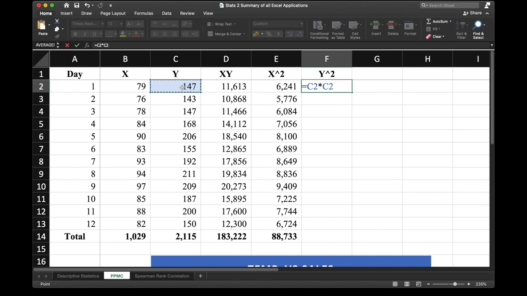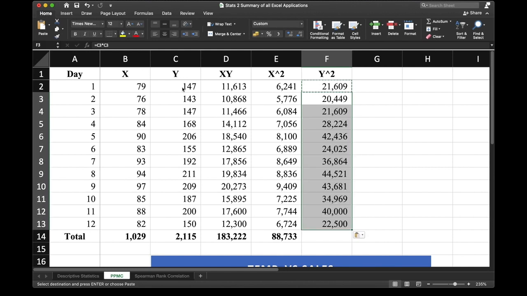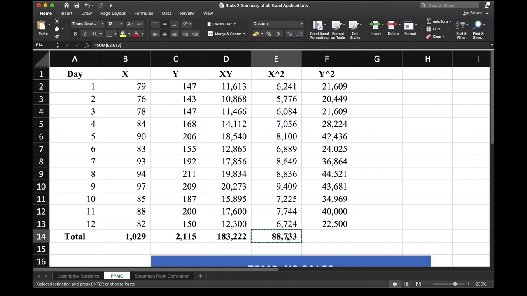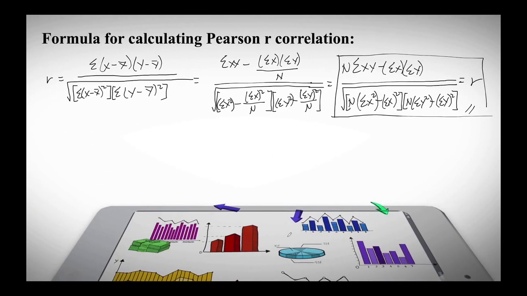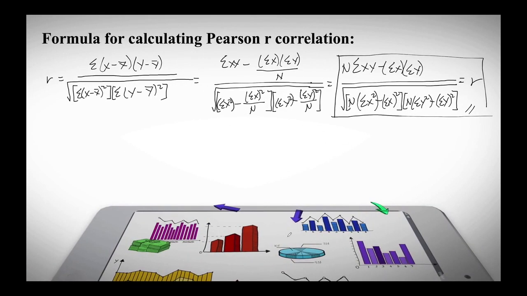Multiplied to itself lang. Then, copy-paste ulit. And get the sum. Since ito yung formula nito is sum na, so, equal natin siya. Copy-paste. Okay, so, madali lang. Ayan na, meron na tayong data ng lahat. We can now actually proceed sa computation.